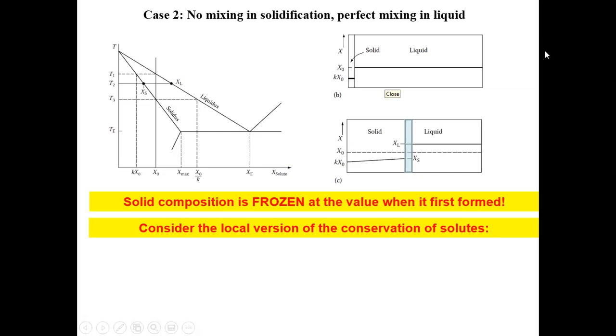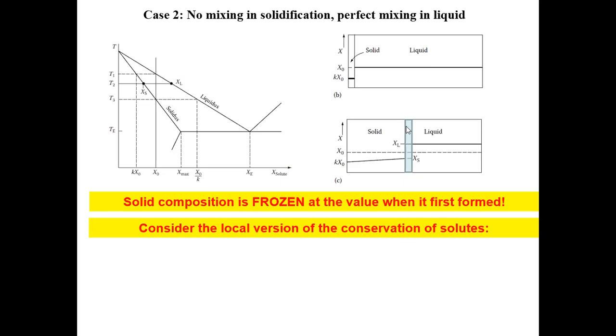I just got a question: does the XL line move up or down? Yes, the XL line is always going to move up, because XL is basically the composition of the liquid, and we know it's in equilibrium all the time. The solidification process requires us to continuously lower the temperature, so this keeps pushing the liquid line moving up. But it's always going to be a straight line. Okay, we'll see a consequence of that immediately from the equation.